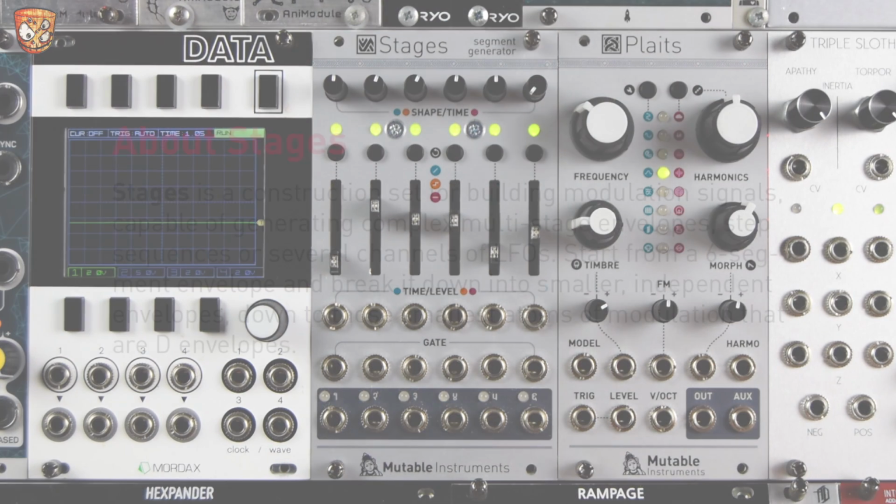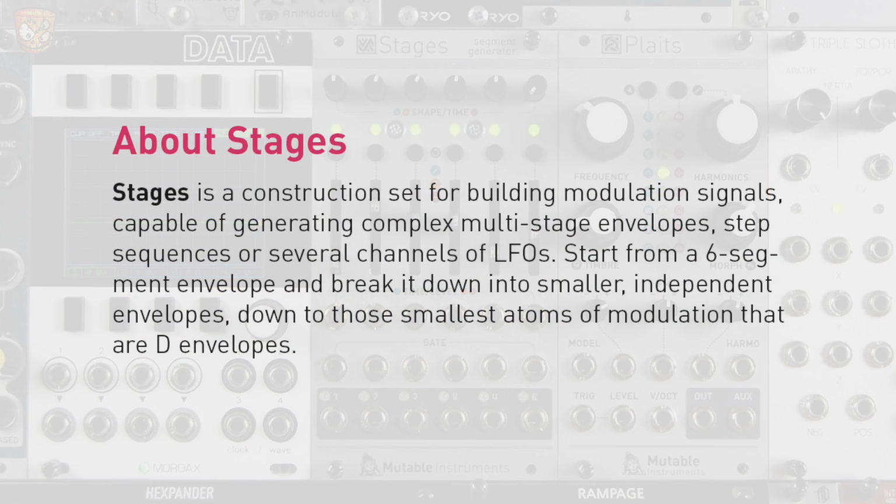So to quote the manual, Stages is a construction set for building modulation signals capable of generating complex multi-stage envelopes, step sequences or several channels of LFOs. We can start with a 6-segment envelope and break it down into smaller independent envelopes down to the smallest atom of modulation, which is a D envelope, just a falling decay envelope on a single segment.